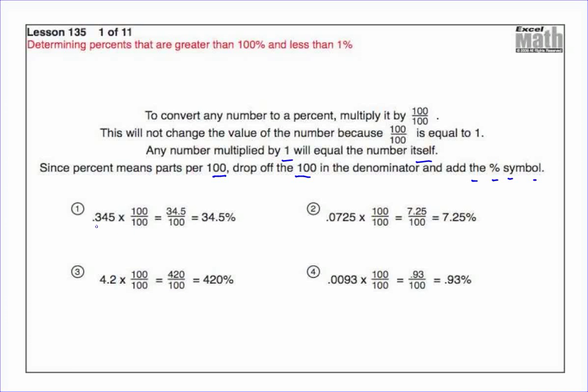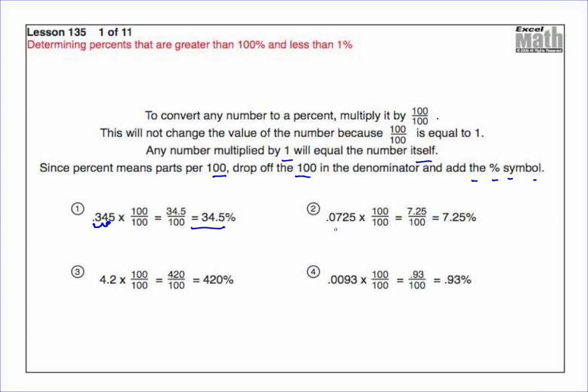That 0.345 times 100 over 100, that's going to be 100 times 0.345, which is 34.5, and that's over 100, so the answer is 34.5%. Hopefully what you can see happened here is to change the decimal 0.345 into a percent, I just moved the decimal point over 2 spots, put it right there, and the answer is 34.5%. So to change a decimal into a percent, simply move the decimal point over 2 spots to the right.